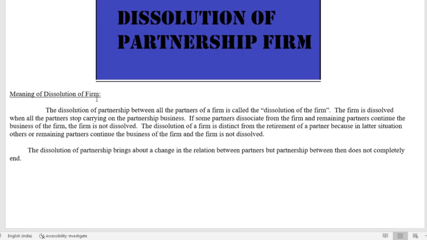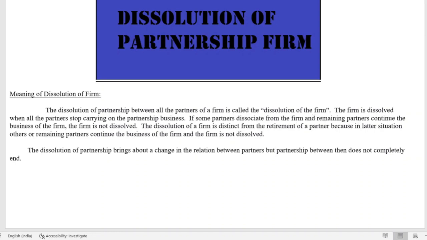Here the meaning of dissolution of a firm has been given. The dissolution of partnership between all the partners of a firm is called the dissolution of the firm. That is a complete entity. The complete entity of the partnership firm will come to an end. That is, in dissolution of firm, the business of the firm is closed and all its affairs come to an end, and the assets and liabilities are settled. So this is the aspect we can see with regard to the partnership firm.